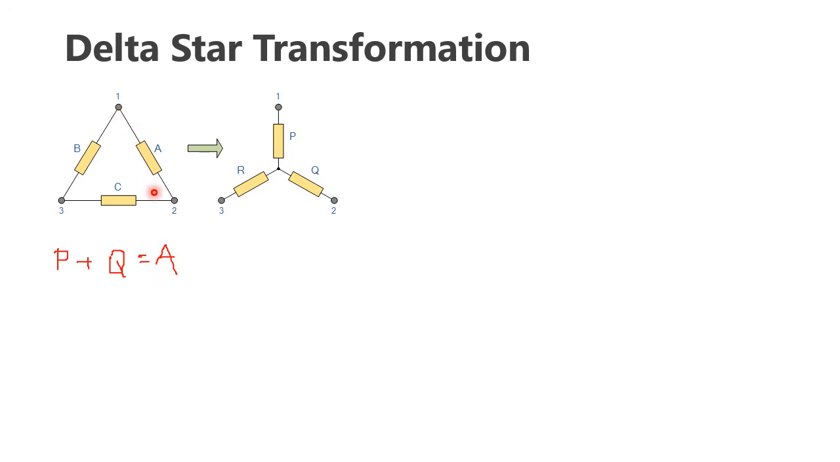But now this A is in parallel with B plus C. So again we can write it as A in parallel with B plus C. Therefore the equivalent resistance will be the product of the two resistors, A into B plus C, over A plus B plus C.